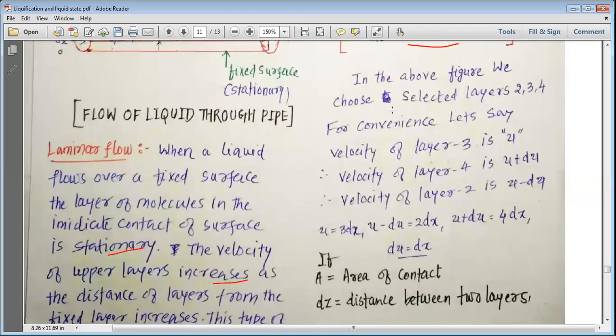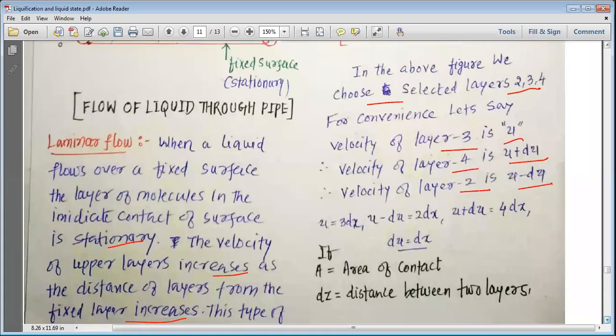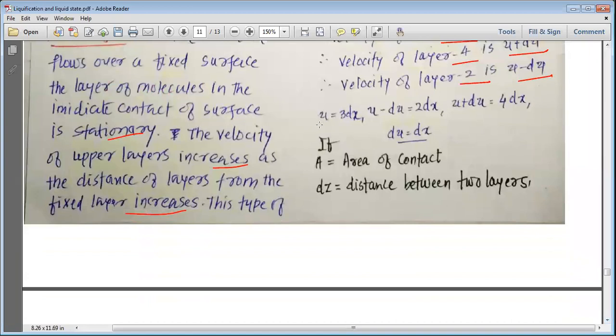So in the above figure, we selected layers 2, 3, 4. For convenience, let's say the velocity of layer 3 is u. So the velocity of layer 4 is u plus du, and the velocity of layer 2 is u minus du. The same I have tried to explain. u is equal to 3 dx, u minus du is 2 dx, u plus du is 4 dx, and du is equal to dx. A is known as the area of contact, and dz is the distance between the two layers.